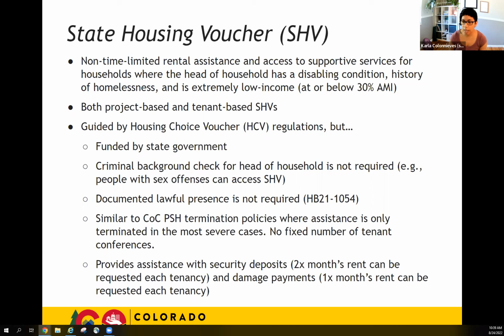Another key difference is with the passing of House Bill 21-1054 last year. State housing programs do not require documented lawful presence.